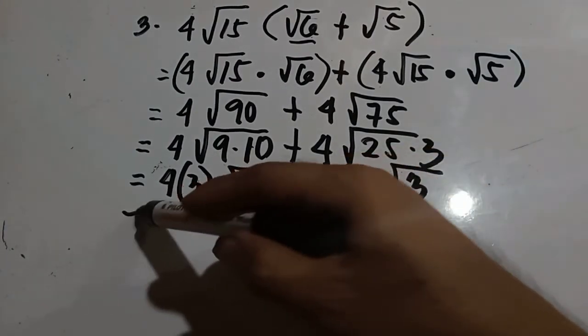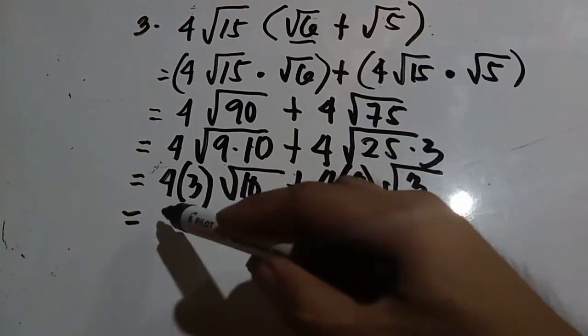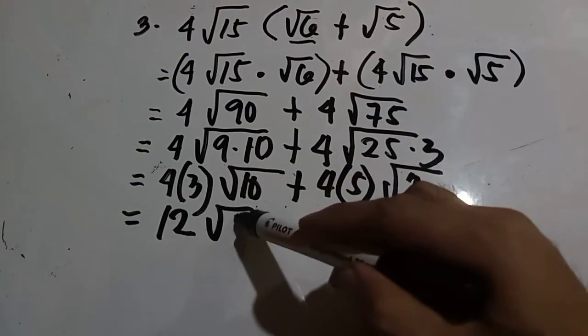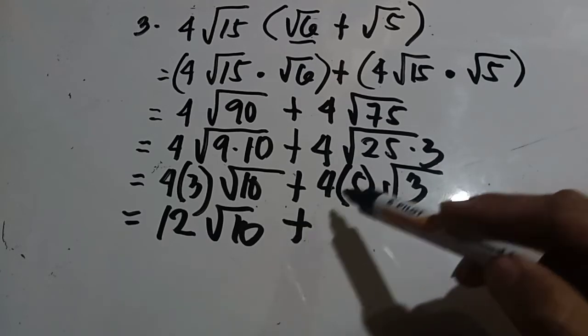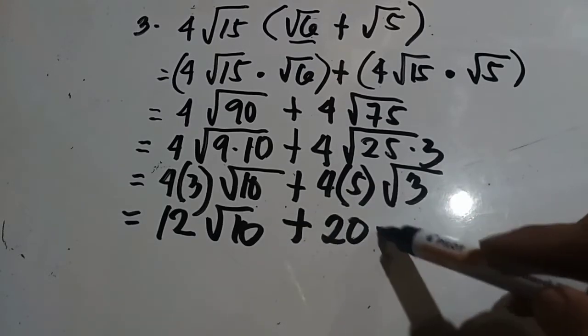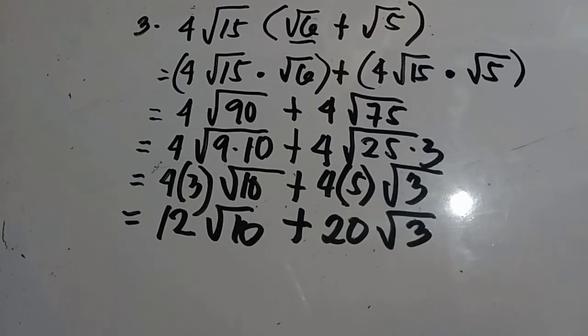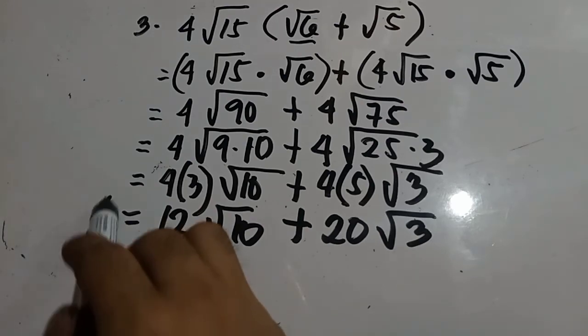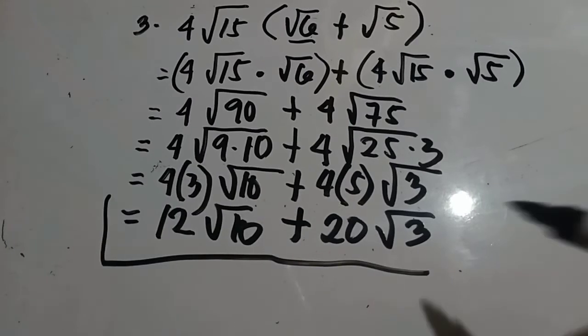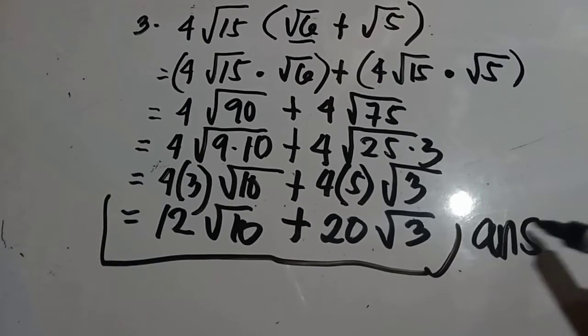Next is, multiply natin. 4 times 3, that is 12 square root of 10. Plus, 4 times 5, that is 20 square root of 3. Alright. So is it the final answer? Yes, this is our final answer. Did you get it?